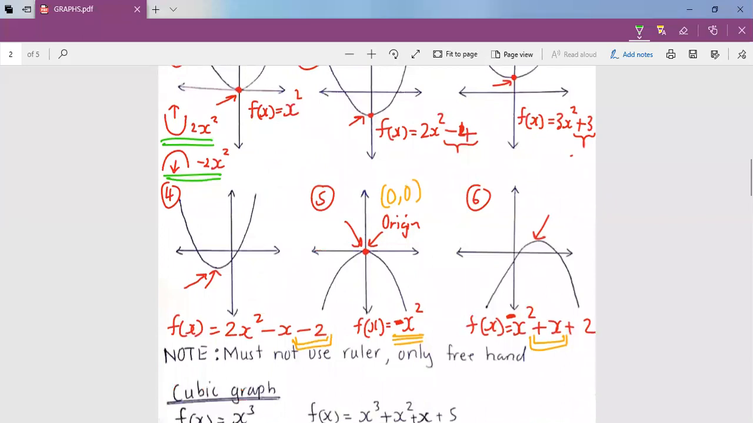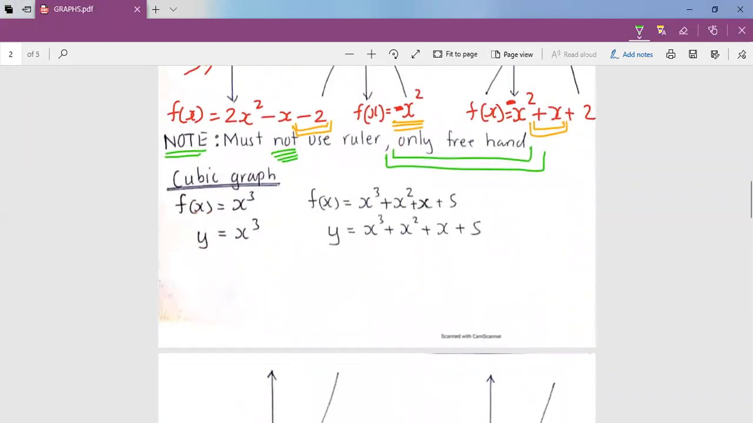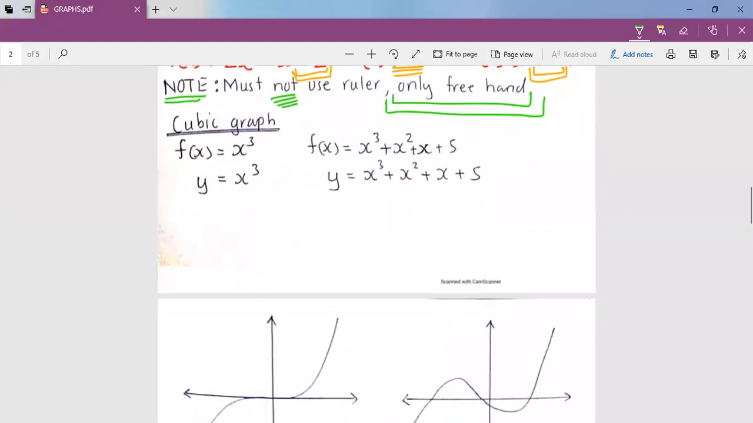One most important thing is the note. Apart from the linear graph, for all graphs that we are going to draw, we shall not use a ruler. We shall draw the graphs using free hand. For the rest of the graphs, we shall use free hand. We shall never use a ruler again. Only for the linear graph, we shall use a ruler. Okay, we go now to the cubic graph.